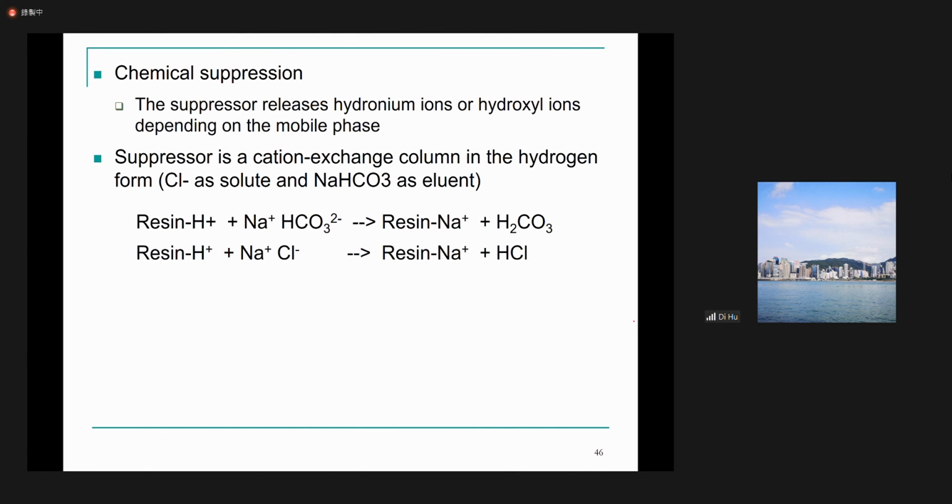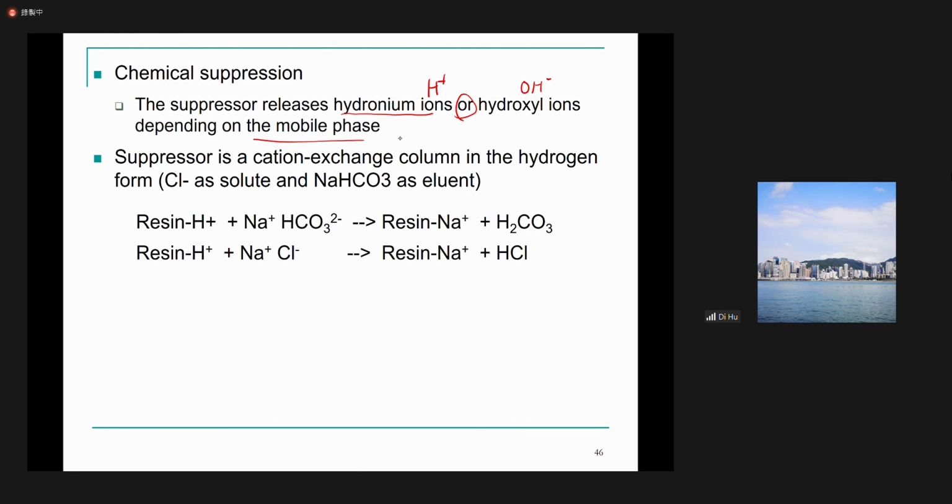The simplest form is just a chemical suppressor. The chemical suppressor is actually similar to an exchanger. For example, the suppressor can release hydronium ion or hydroxide ion, depending on the mobile phase.